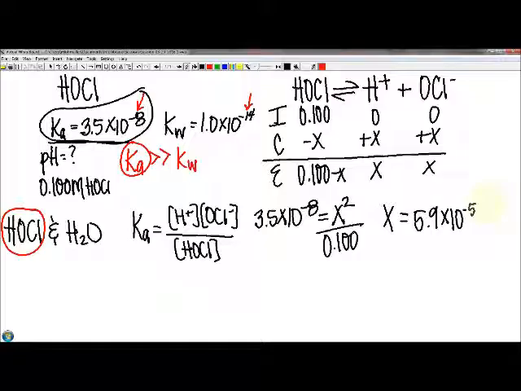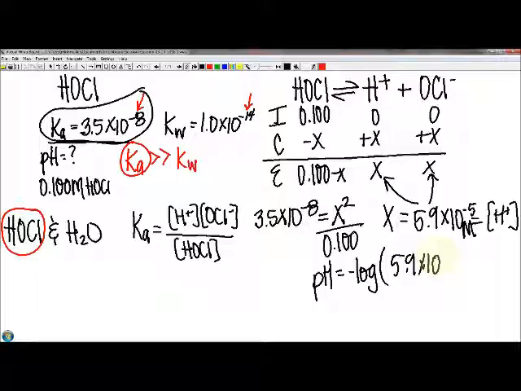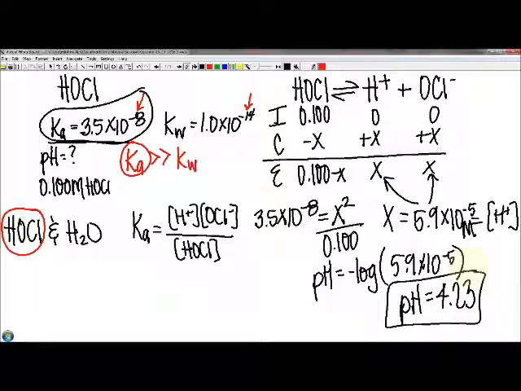Well, that is the concentration of both the H plus and the OCl minus. So that tells us that is the H plus right there. Well, guess what? Now we can solve for pH, which is what we were trying to find. So the pH equals the negative log of our 5.9 times 10 to the negative 5. So the pH is 4.2. If you were to check the assumption, it does work because the answer, the 5.9 times 10 to the negative 5 for x, is 0.059% of the original concentration. So I think we're okay.